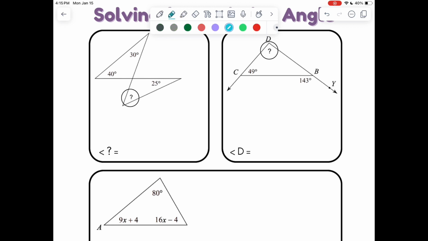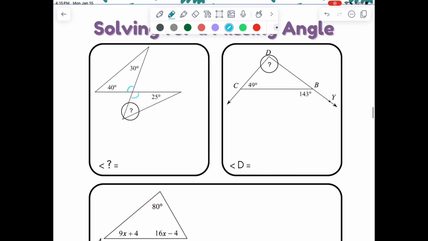The first thing that I notice about this picture is a set of vertical angles. So I'm going to go ahead and draw those little angle arcs. What I know about vertical angles is that they are exactly the same measurement every single time. So I have two triangles here where I know two of the angles in the first triangle. So there's a 40-degree angle and a 30-degree angle. Together those make 70 degrees.